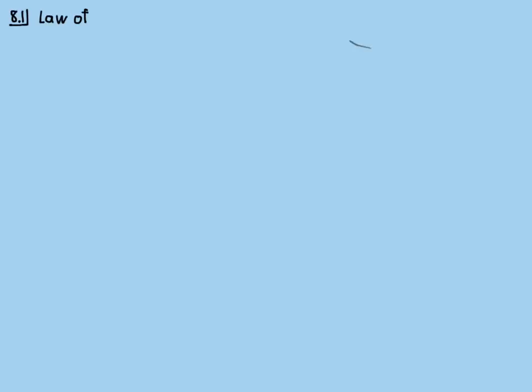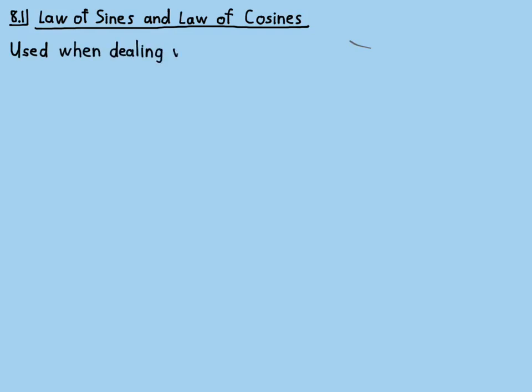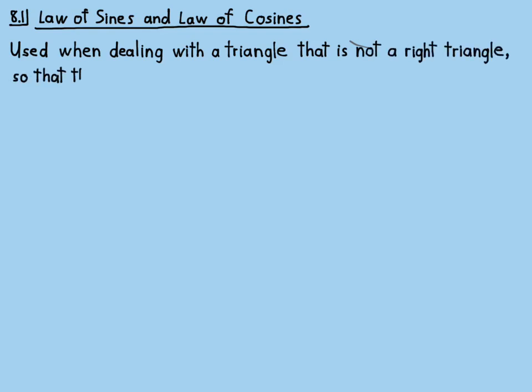So now we're doing 8.1, Law of Sines and Cosines. These are used when you're dealing with triangles that are not right triangles. They don't have a 90-degree angle in them. So the Pythagorean theorem doesn't work. You'll see the law of cosines especially looks like the Pythagorean theorem with one extra term added on.